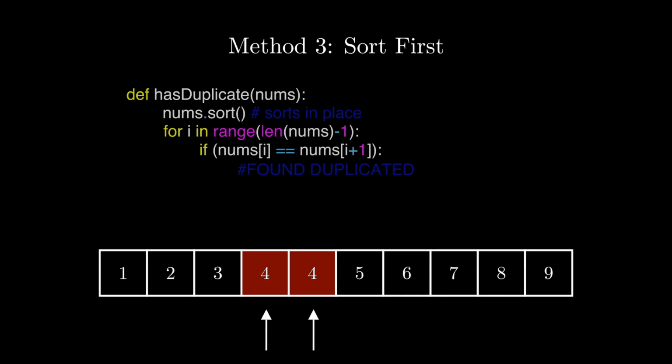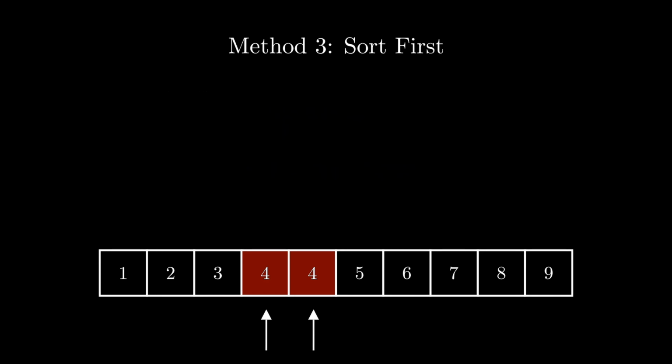If two neighbors in the array are equal, we return true. Finally, just like in the past solutions, if we've made it outside of the for loop, that means that there were no duplicates. So what's the time complexity?